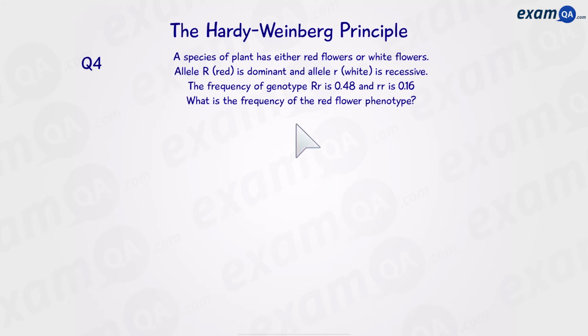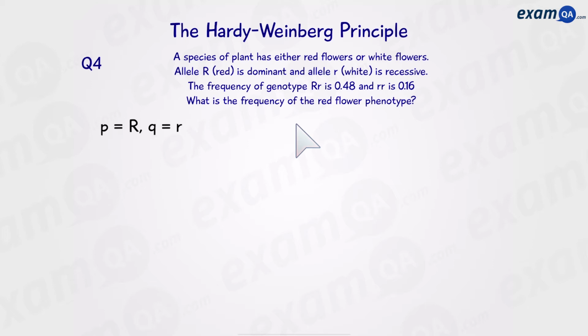Question 4. A species of plant has either red flowers or white flowers. The allele big R, red, is dominant and allele small r, white, is recessive. The frequency of the genotype big R small r is 0.48 and small r small r is 0.16. What is the frequency of the red flower phenotype?